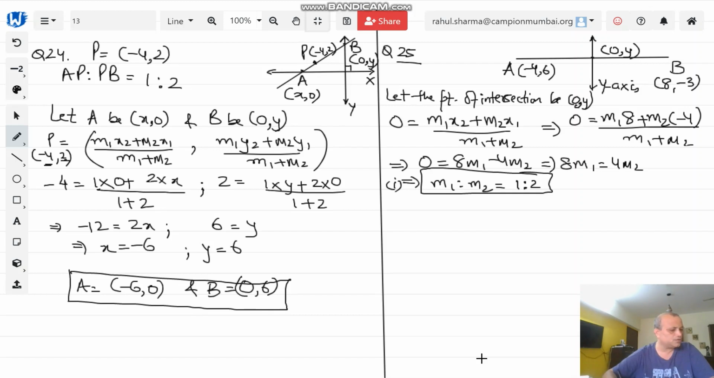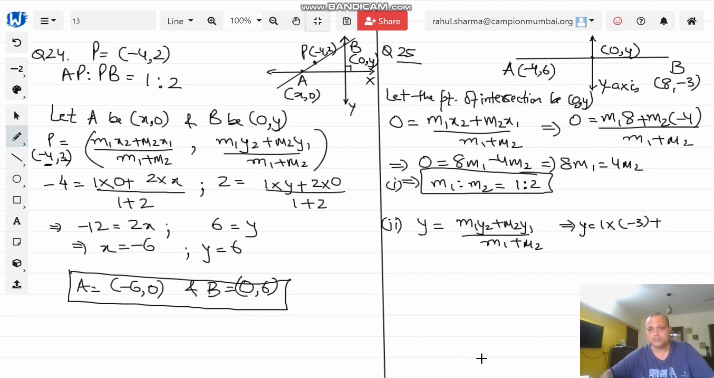Let's look at part 2. It says find the coordinates of the point of intersection. So I need to find the coordinates for this. I already know the x coordinate. Let me try and find the y coordinate. So y would be equal to m1y2 plus m2y1 upon m1 plus m2. Let's substitute values, which means y will be equal to m1, which is 1, y2, which is negative 3, plus m2, which is 2, y1, which is 6, upon 1 plus 2.